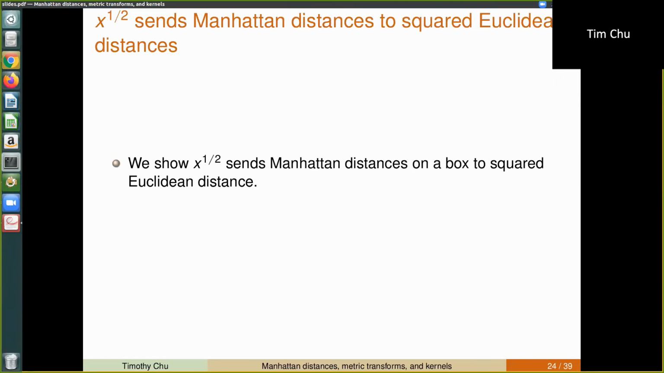So we're going to show the first part of this, which is x to the 1/2 sends Manhattan distances on a box to squared Euclidean distances. And we're going to do a proof by example using a 2-dimensional box. Now, a proof by example isn't a real proof, but it turns out what we do here will generalize, in fact, to arbitrary dimension.